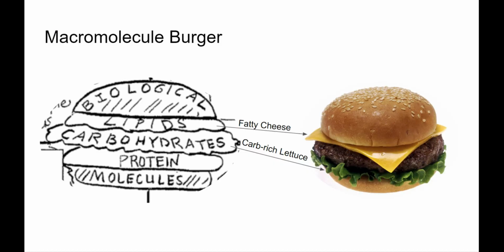So, when you're thinking about macromolecules, I want you to imagine the macromolecule cheeseburger, because in that cheeseburger, you're going to find all four types of macromolecules. You'll find carbohydrates in the bun, you'll find proteins in the burger patty, you'll find fats in the cheese, and you should find nucleic acids in any vegetables that you might add to it. So, this is the image I want you to conjure when you're thinking about the four different macromolecules.